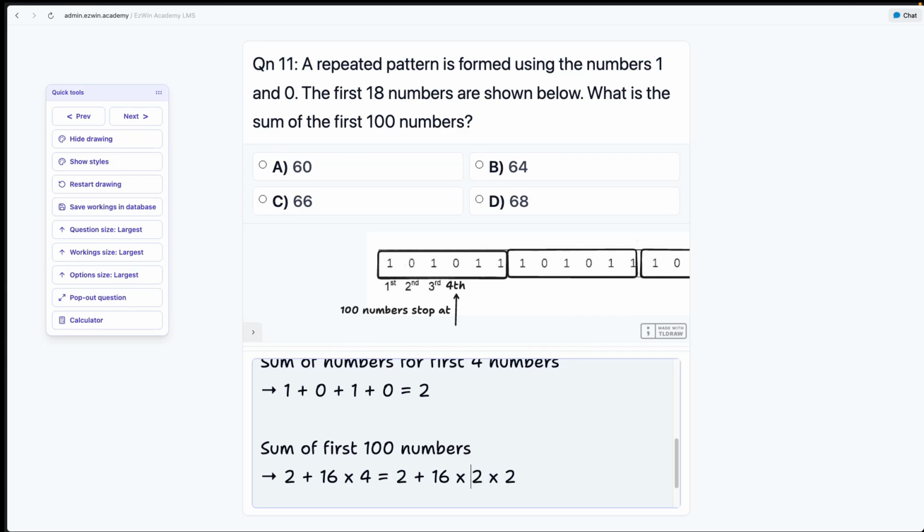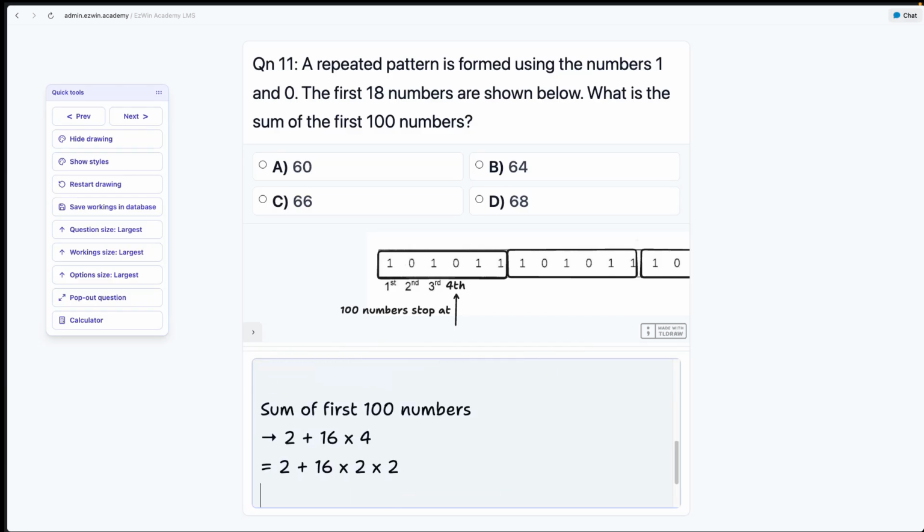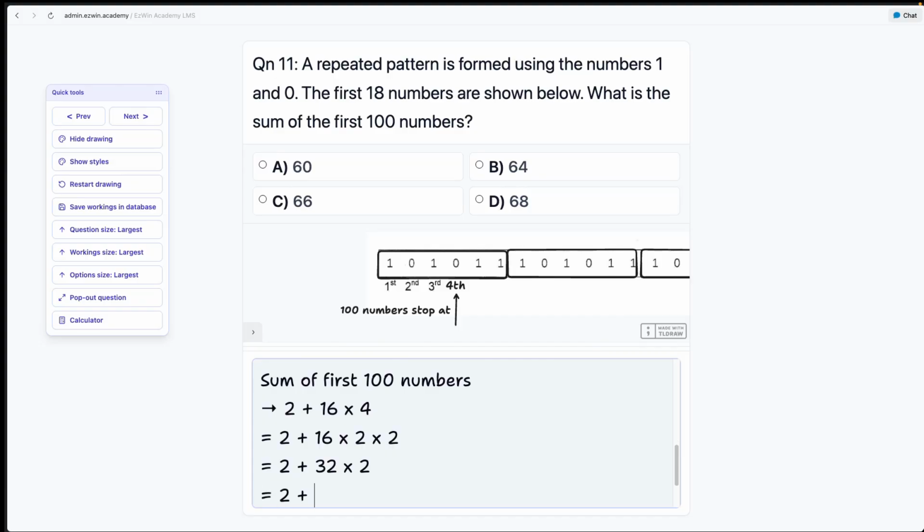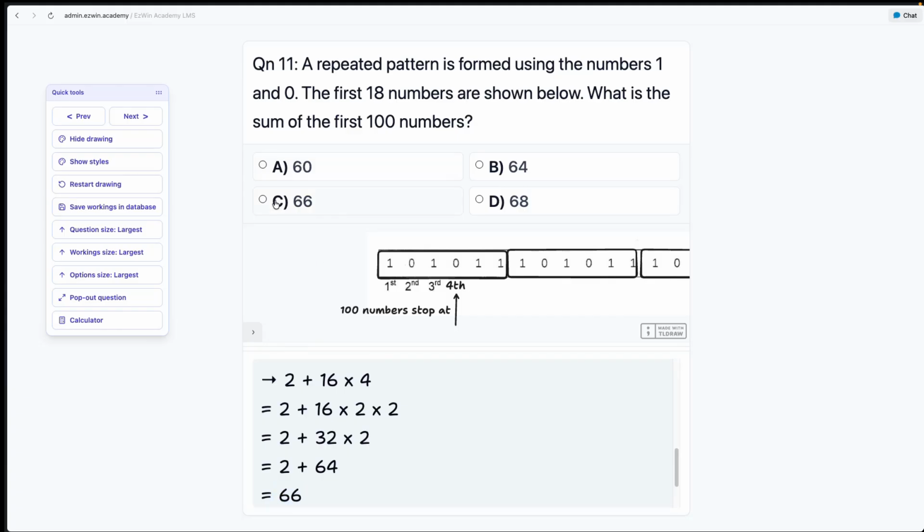Okay. So this is how I calculate. Break it down easier because 4 is 2 times 2, right? So 2 plus, so 16 times 2 is 32 times 2. And then this will be equal to 64, right? And 64 plus 2 equal to 66. Right, there you go. So the answer to this question is option number 3, which is 66.